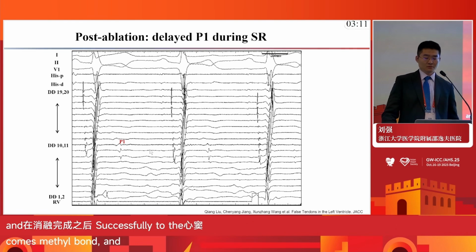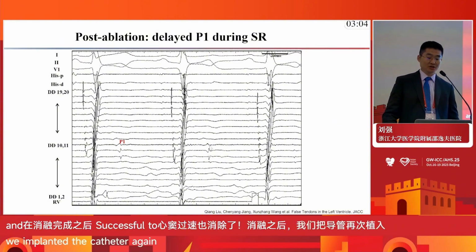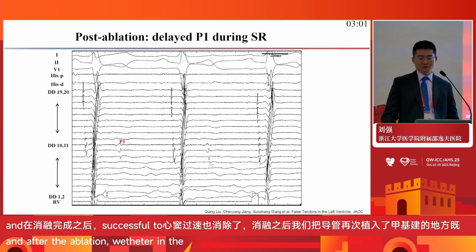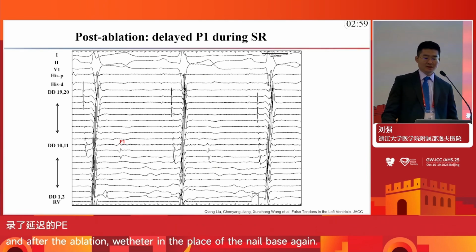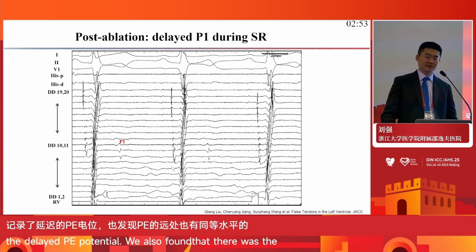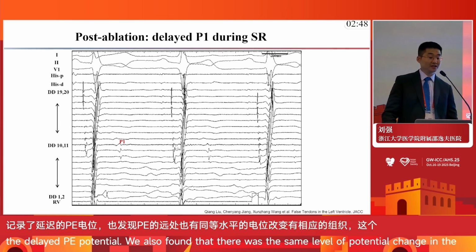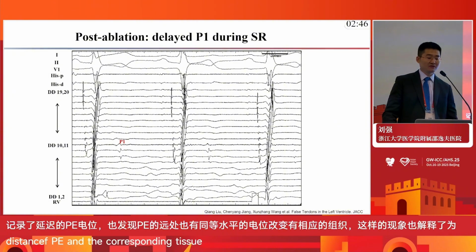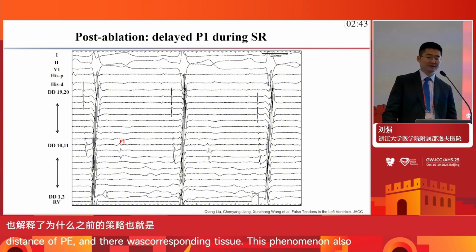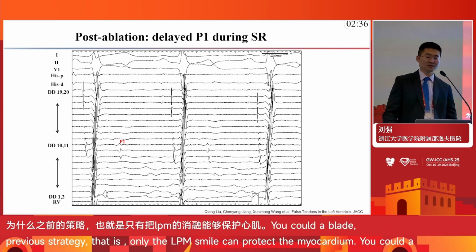Post ablation, we kept the duodecapolar catheter on the false tendon and recorded a delayed P1 potential. We can also find that at the distal part of P1, at the same level, the LPF, left posterior fascicle, was also blocked. This phenomenon explains why the previous strategy of just ablating the LPF could kill the tachycardia. When you ablate the left posterior fascicle, you could block the P1 potential.